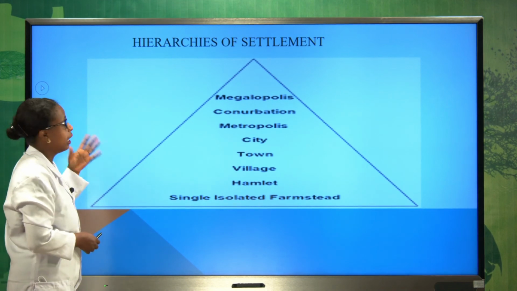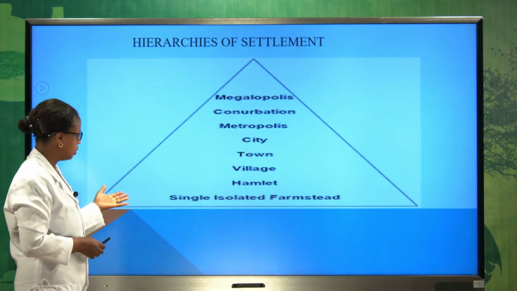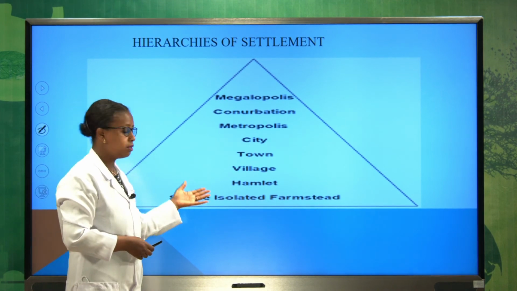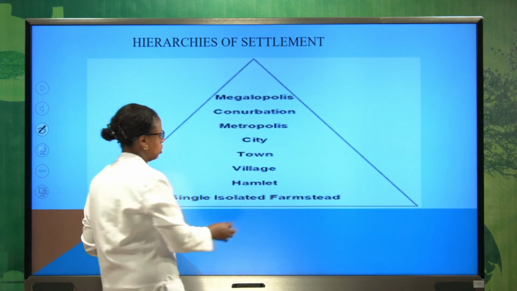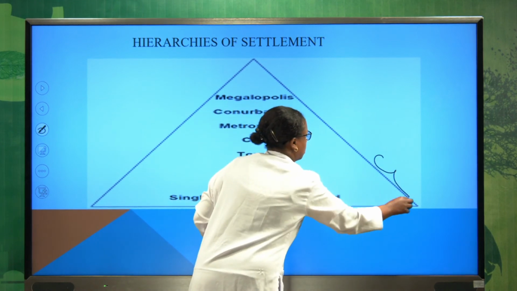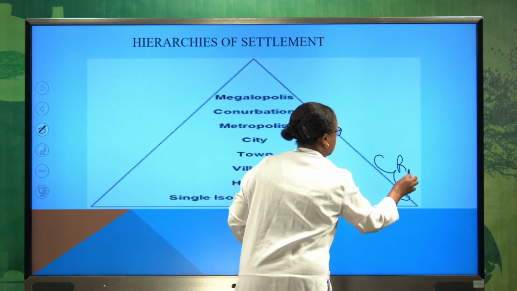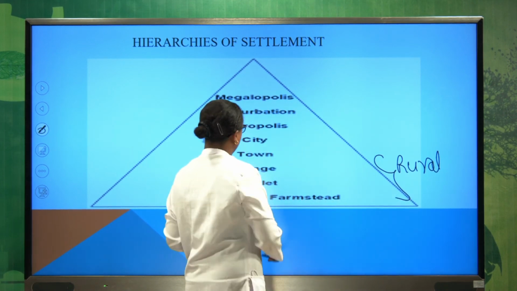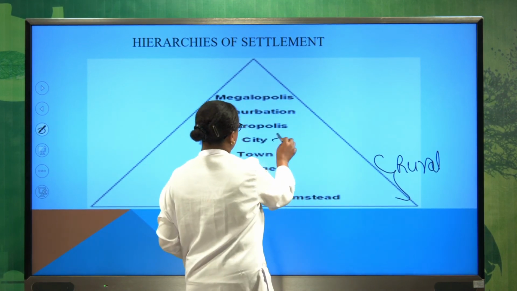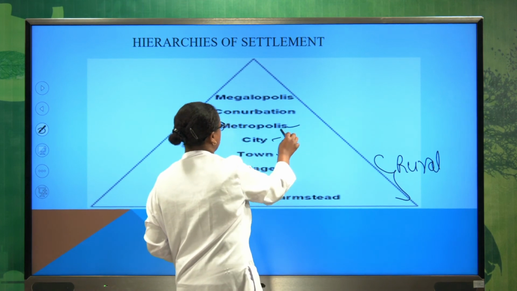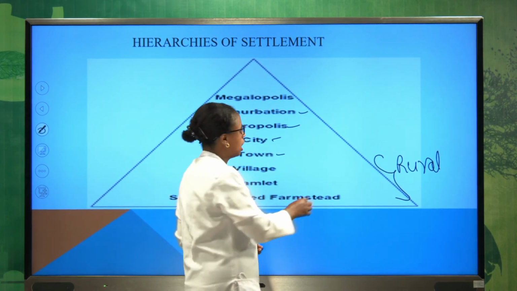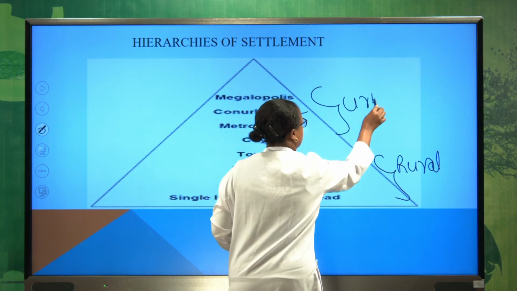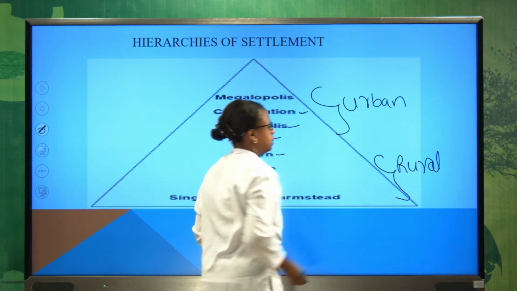Now let us see the hierarchies of settlements. At the base of the triangle, there are isolated homesteads, then hamlets, and villages. These are all considered rural settlements. Town, city, metropolis, conurbation, and megalopolis are considered urban settlements.